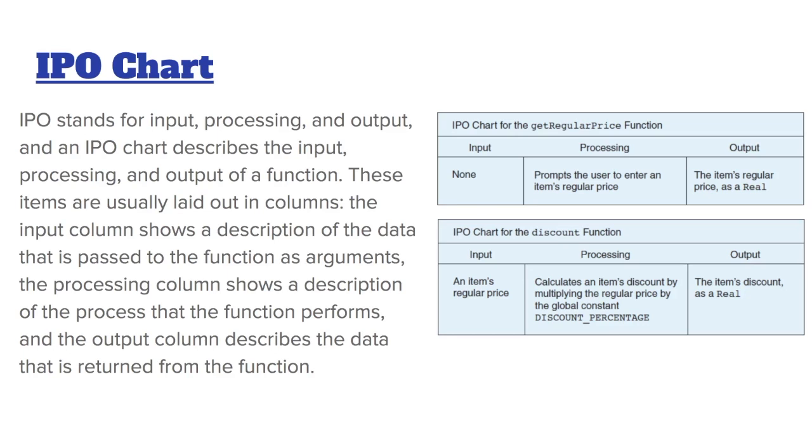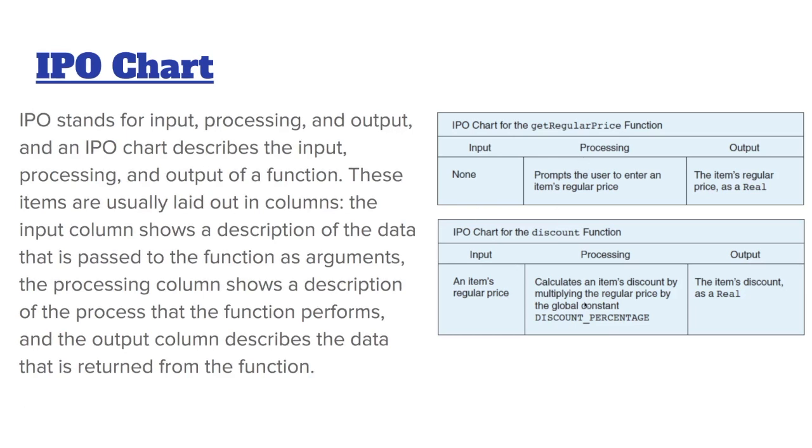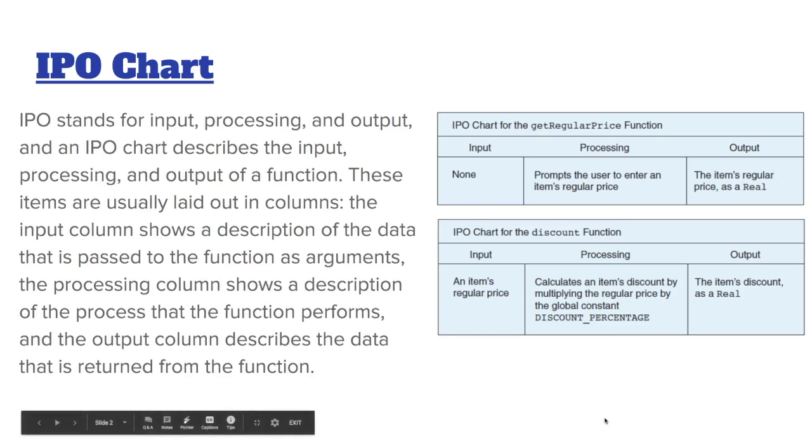Realistically, it's really plain and simple. It gives the name for the function. So this is an IPO chart for a get regular price function. You talk about any input you may have, any processing you may have to do, and any output. Each column just shows what's happening throughout the function. So it's a nice little way to lay out your thoughts so that you know exactly what's coming into it, what's coming out, and how you're going to get there. You just need to be able to read them and things like that for right now.